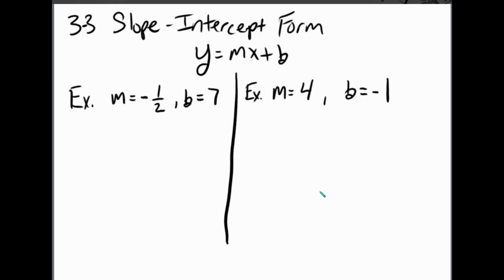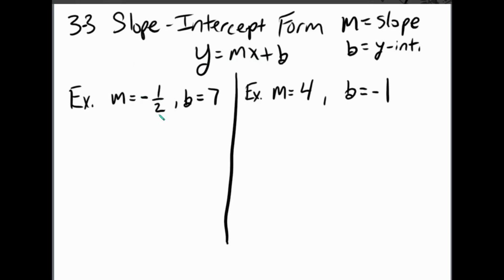So slope-intercept form looks like y equals m times x plus b, where m is always going to be your slope, and where b is always going to be your y-intercept. Now, down below here, we have two examples where they give us the slope and they give us the y-intercept. We need to be able to write this into slope-intercept form.